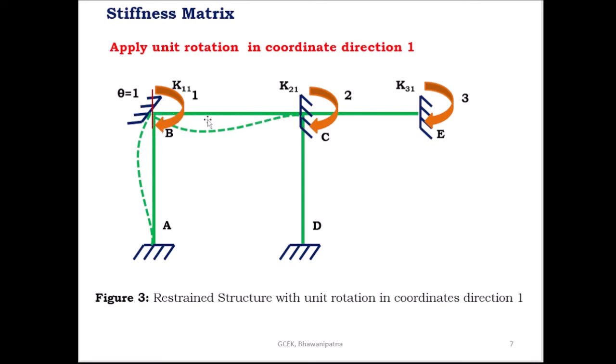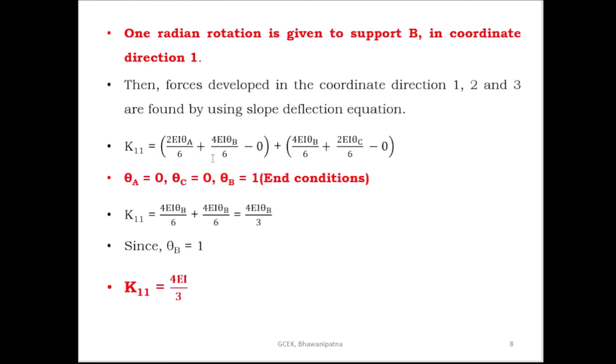From the span BC, K11 is equal to 4EI theta B by L plus 2EI theta C by L. And from the AB span, K11 is equal to 4EI theta B by L plus 2EI theta A by L. But the AB span length is given as 6 meter and the BC span length is given as 6 meter. So put this value here. K11 is equal to 4EI theta B by 6 plus 2EI theta A by 6 plus 4EI theta B by 6 plus 2EI theta C by 6.